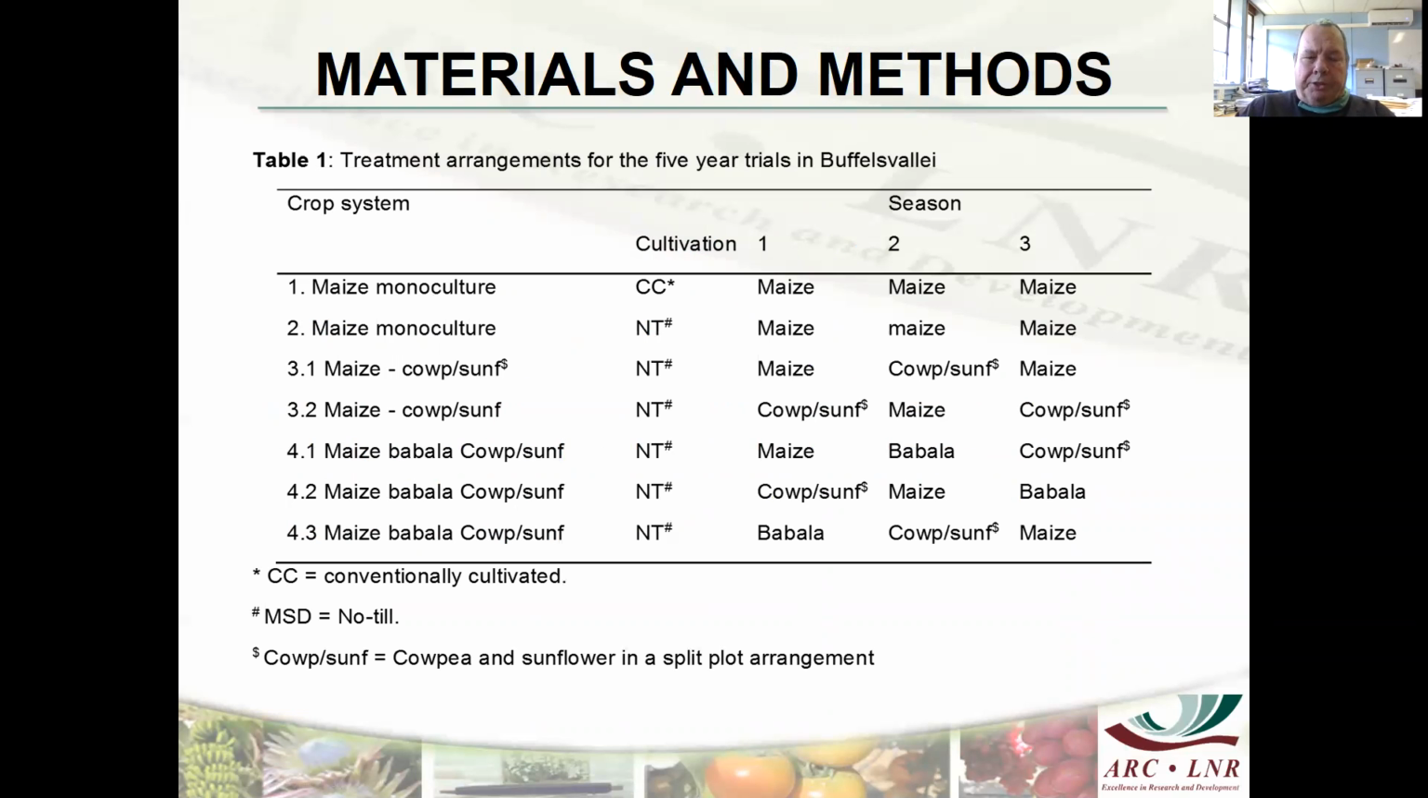So materials and methods, as you can see here, we had a number of treatments for the 5-year trials at Buffelsvallei. These were maize monoculture, conventionally tilled, maize monoculture under no-till, and then rotations with cowpeas and sunflowers, and then a rotation with babala, cowpeas, and sunflowers. But these are all done under no-till. So each year there was at least one of each treatment to sample.